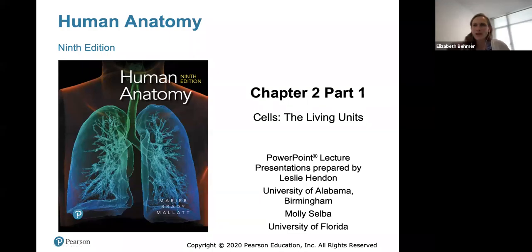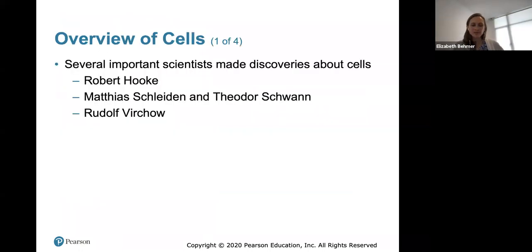Hi class, and welcome to chapter 2, which will be on the parts of a cell. This will help you label some of your cell pictures in your lab packet that you need to fill out for this module. These are several important scientists that made really important discoveries about cells.